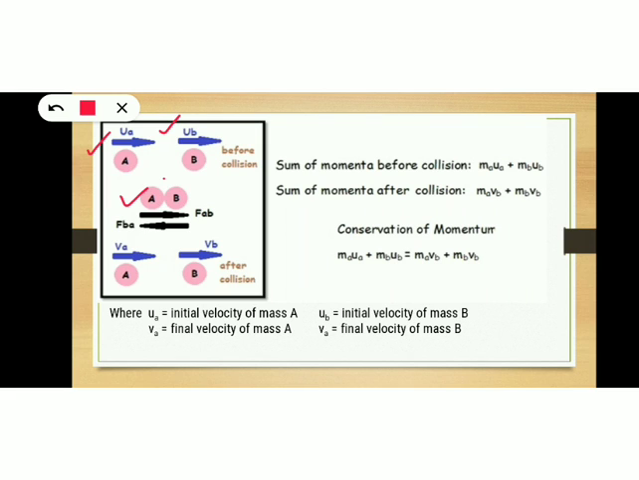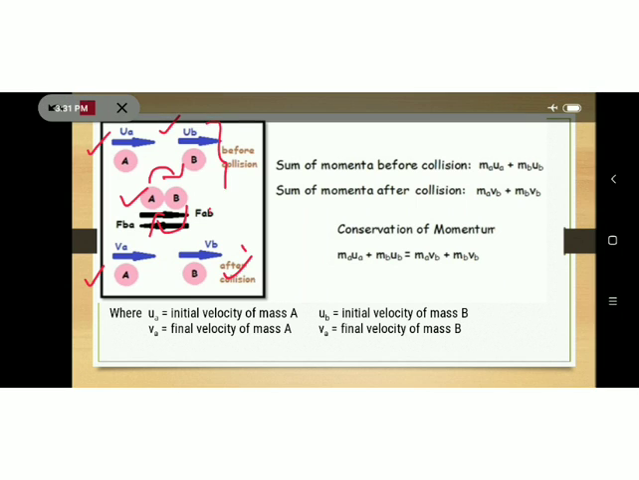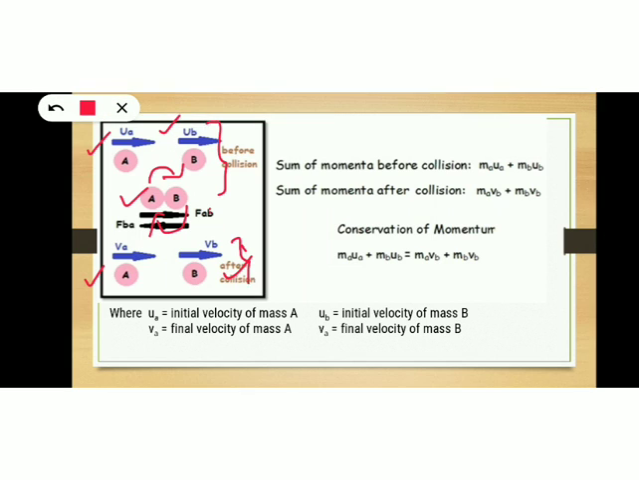During collision, A exerts a force on B, that is FAB. In turn, B exerts a force on A as per Newton's third law, and that is FBA in the opposite direction. After collision, both A and B change their velocity. Let the final velocity of A be VA, and the final velocity of B be VB. So this is the case before collision and this is the case after collision.